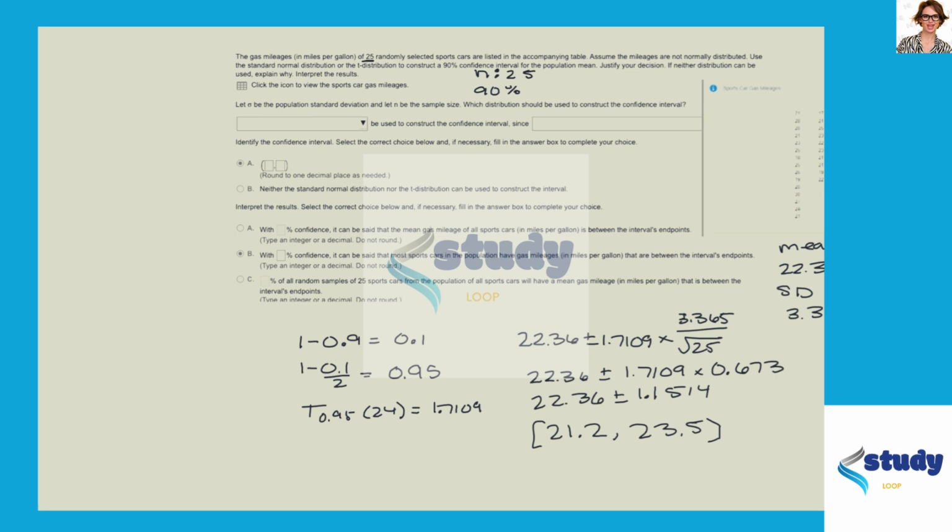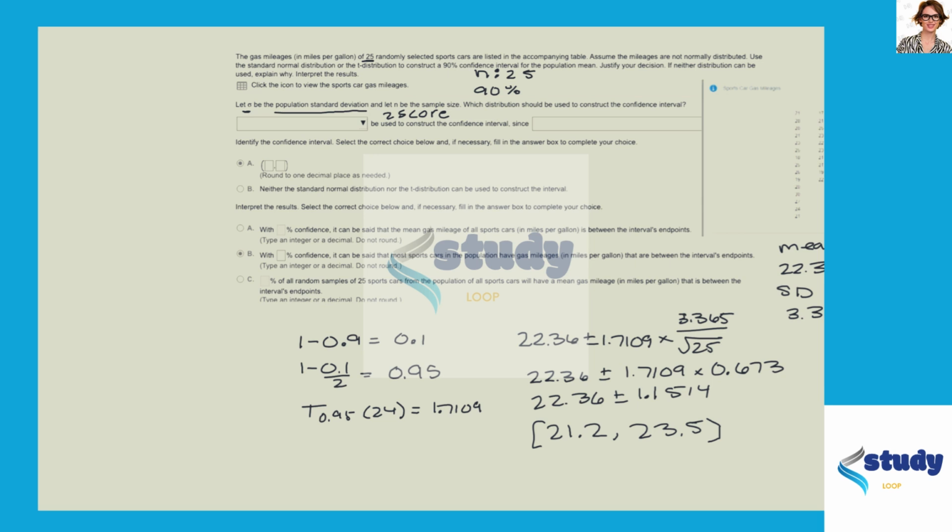Which distribution should be used to construct the confidence interval? So I don't know what these drop down menus say. However, blank be used to construct the confidence interval since blank identify the confidence interval. So if your standard deviation is going to be the population standard deviation, then you're going to use the z-score. And so z-score is going to be 1.645.